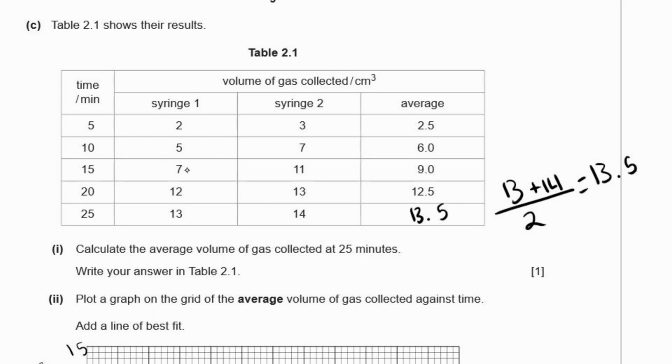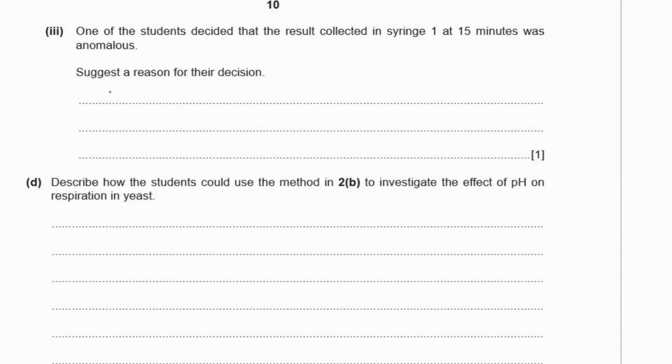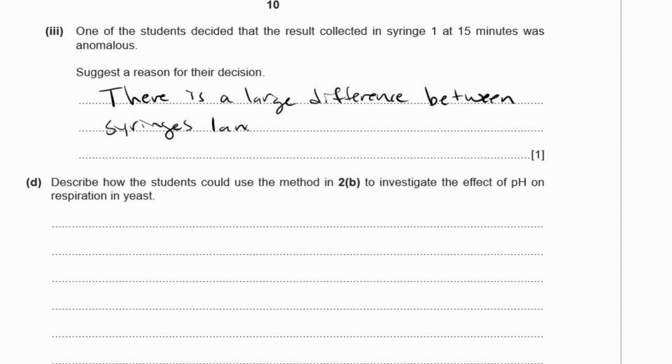So the reason why the student thought that it was anomalous is because the difference between 7 and 11 is pretty big compared to all the other results. So there is a large difference between syringes 1 and 2 at 15 minutes. And that's 1 mark's worth.